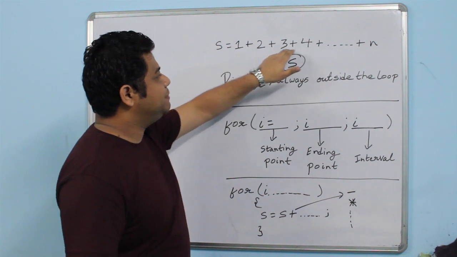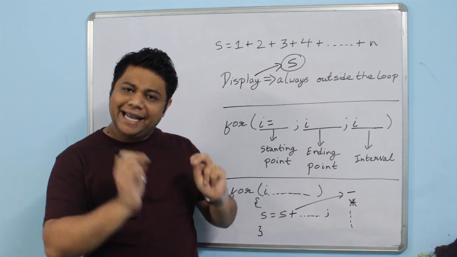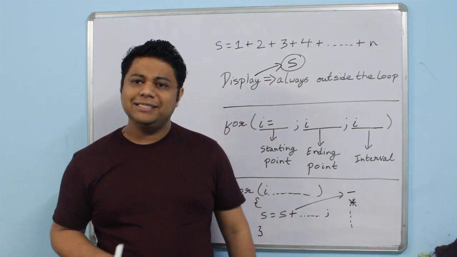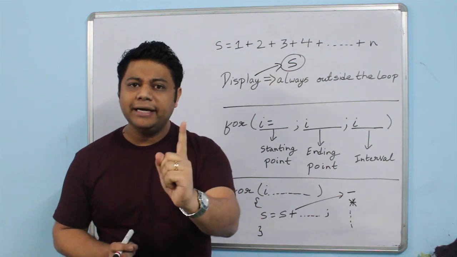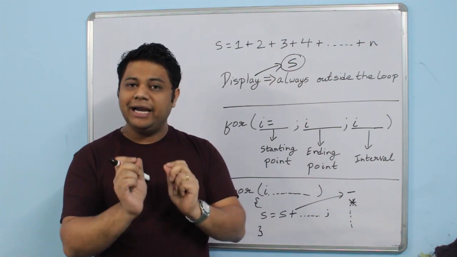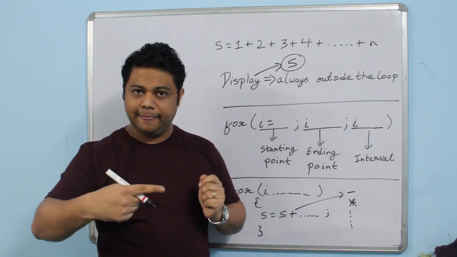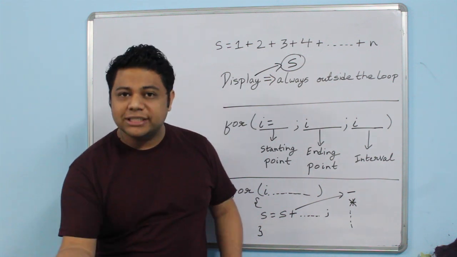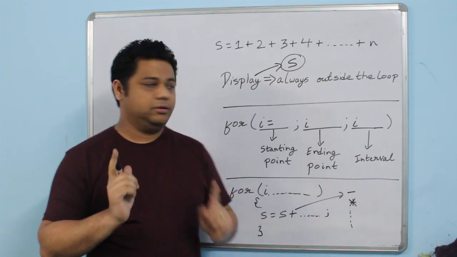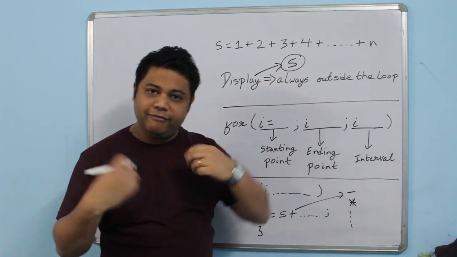1 plus 2 plus 3 plus 4 till n, it can be any number of numbers. So if you add any number of numbers, the final result is going to be only one number. So we want to display only one answer. When you are displaying one answer, it should not be inside the loop, because loop means you repeat. Over here we don't want to repeat. So we are going to display it outside the loop. Next point. Starting point, ending point and interval we have already discussed.